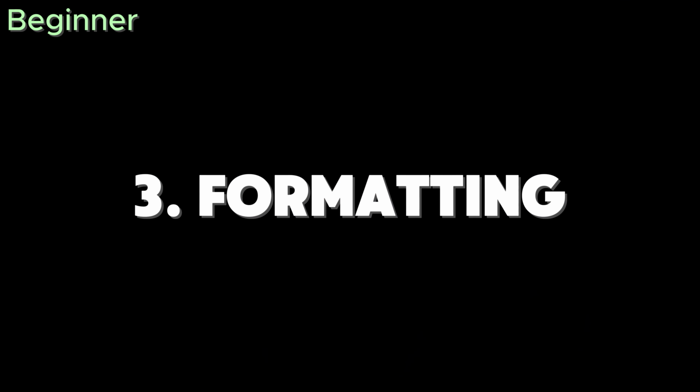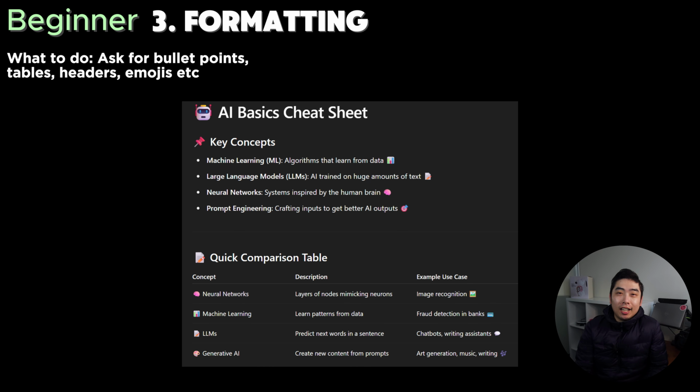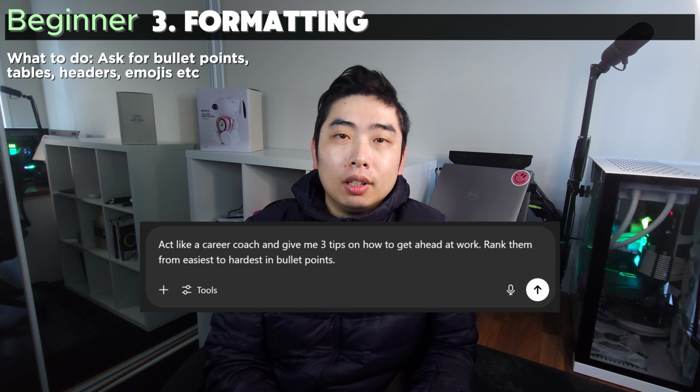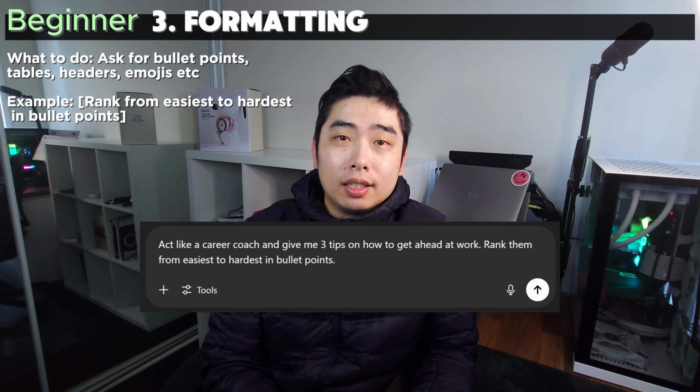Number 3 is formatting prompts. This is where you ask the AI to give the answer to you in a format that suits you, like bullet points, table, or even with emojis. It's like asking for a cooking recipe. It's a lot easier when it's in step-by-step instructions instead of one big paragraph. An example would be, act as a career coach. Give me 3 tips to get ahead at work and rank them from easiest to hardest in bullet points. Perfect use case for this is if you need to be able to read it back later quickly, or if you're using it for educational purposes and you need to show someone else.